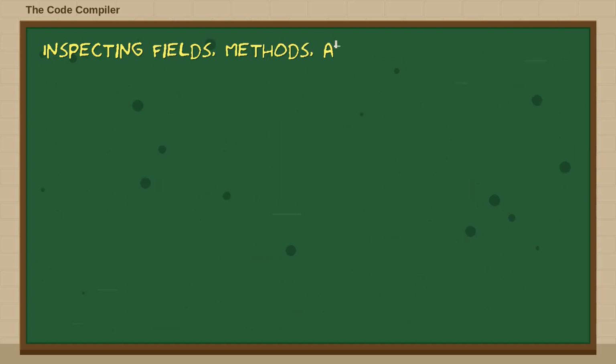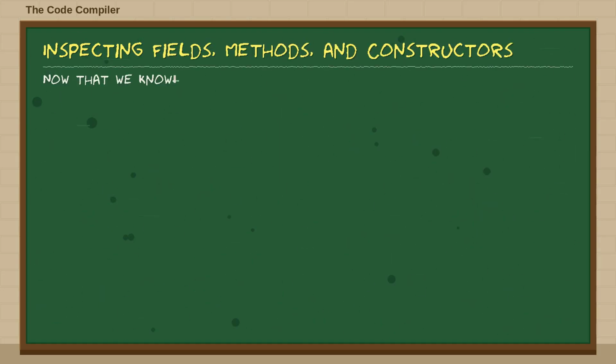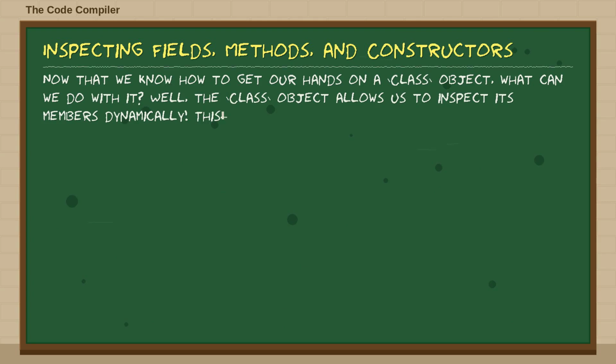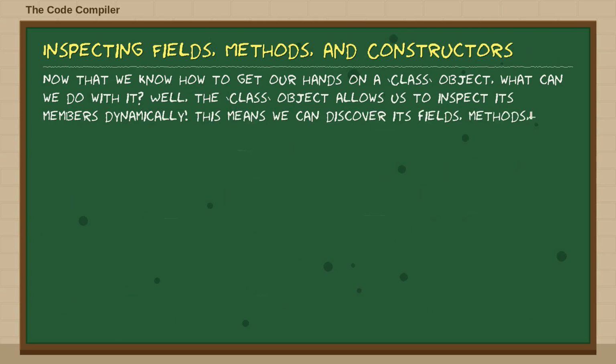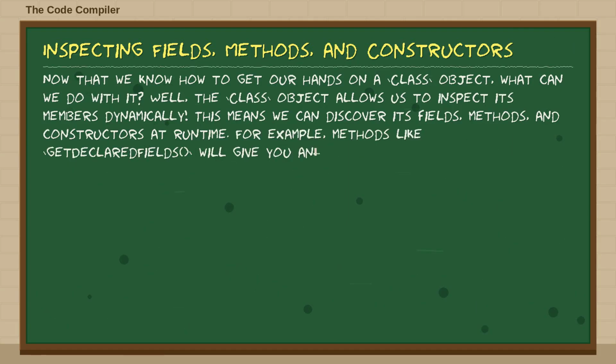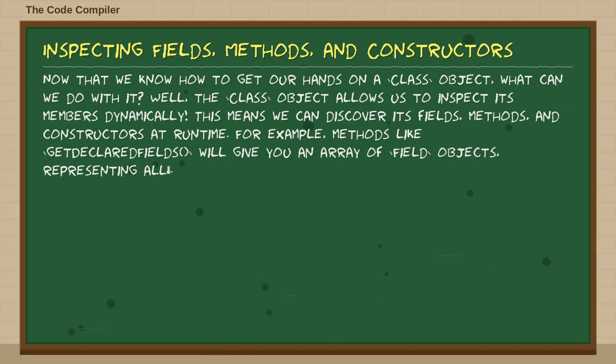Now that we know how to get our hands on a class object, what can we do with it? Well, the class object allows us to inspect its members dynamically. This means we can discover its fields, methods, and constructors at runtime. For example, methods like getDeclaredFields will give you an array of Field objects representing all fields declared by the class. Similarly, getDeclaredMethods returns an array of Method objects, and getDeclaredConstructors gives you Constructor objects.